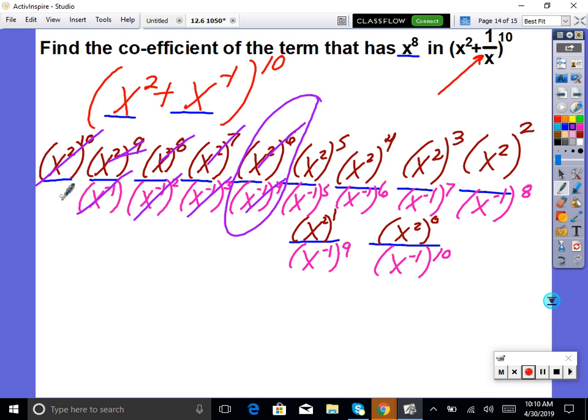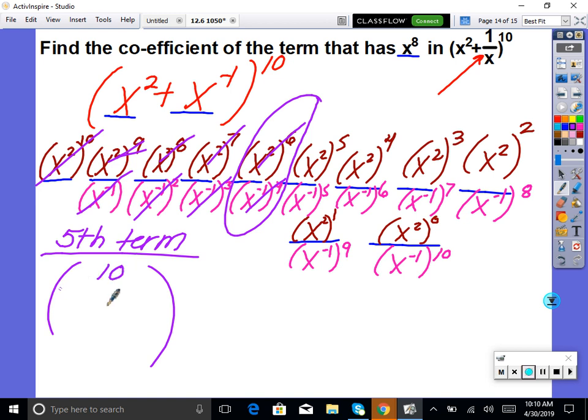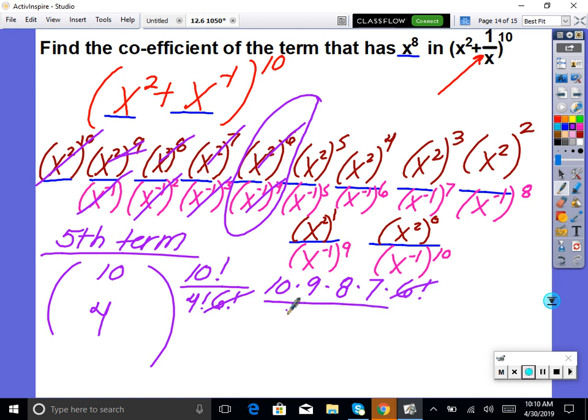So we know now it's this term. So now you can say 1, 2, 3, 4, fifth term. You'd say, I'm finding the fifth term. So now it said find the coefficient of the term that has x to the 8th, which we know is the fifth term. So what would be our nCr? That's how we find the coefficient. 10 is the degree, and then it's not choose 5, but choose 4. Okay, so we have 10 factorial divided by 4 factorial, and then times 6 factorial. 10 times 9 times 8 times 7 times 6 factorial, which will divide out with 6 factorial on bottom. So then we have 4 times 3 times 2 times 1, don't we?